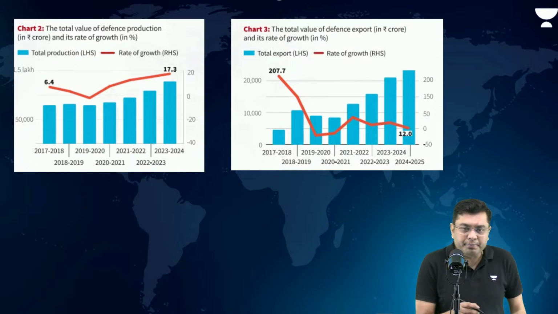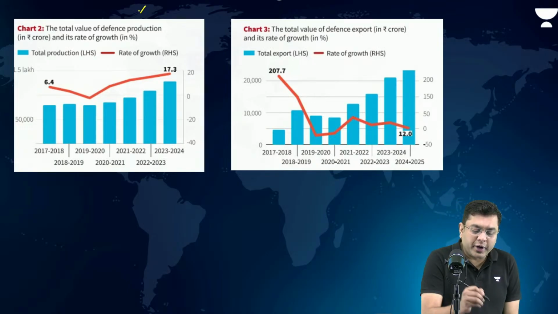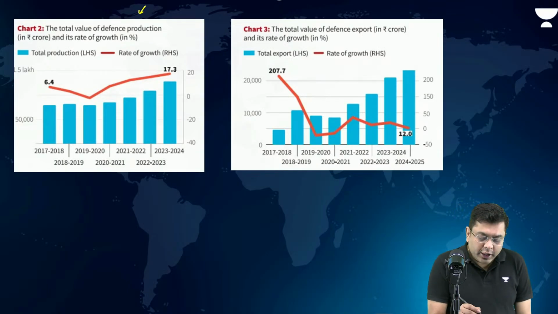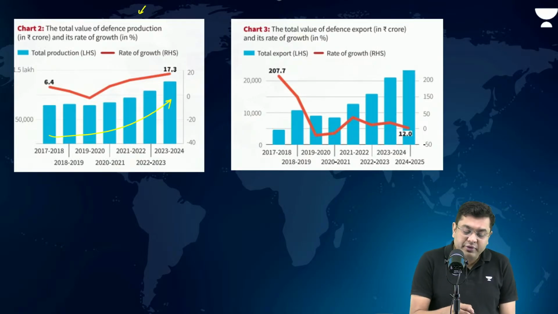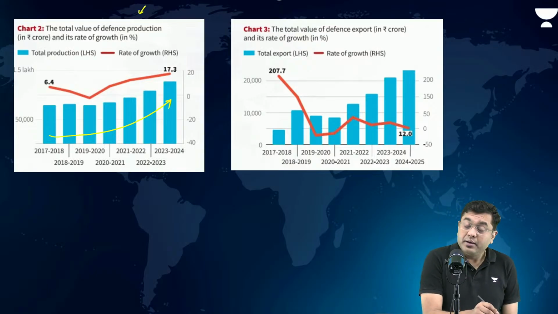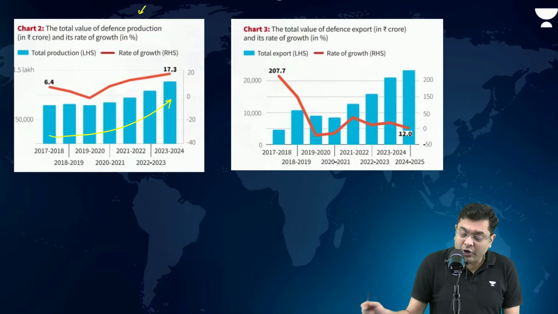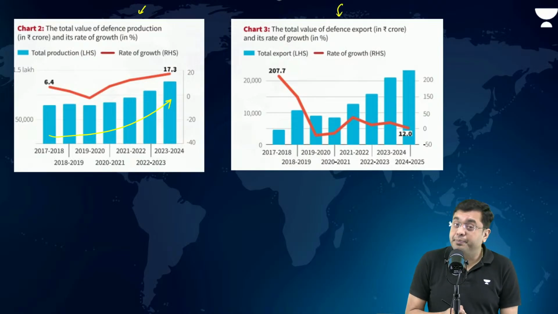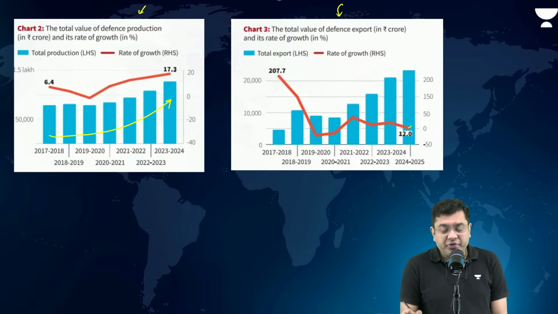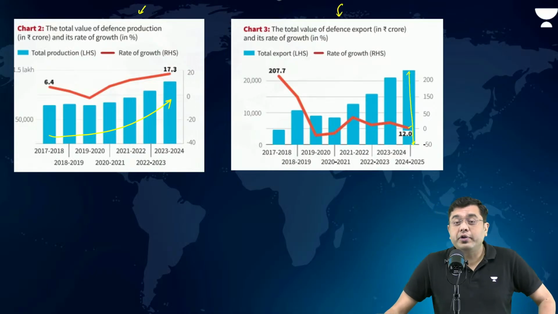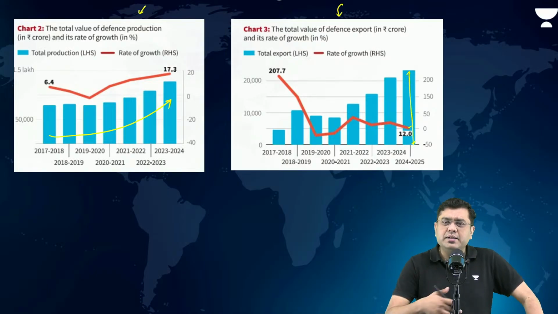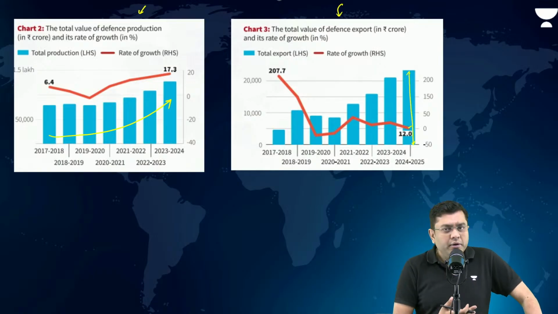If you observe the total value of defense production and its rate of growth, you will observe that the total value of defense production in our country has been increasing almost consistently. And the rate of growth is almost a whopping 17.5%. Massive. Now, total value of defense exports and the rate of growth. There also you observe that the rate of growth is 12%. And the value of defense export, again, is around 20,000 crores and more. Pinaka systems, BrahMos systems, these being a few of them.